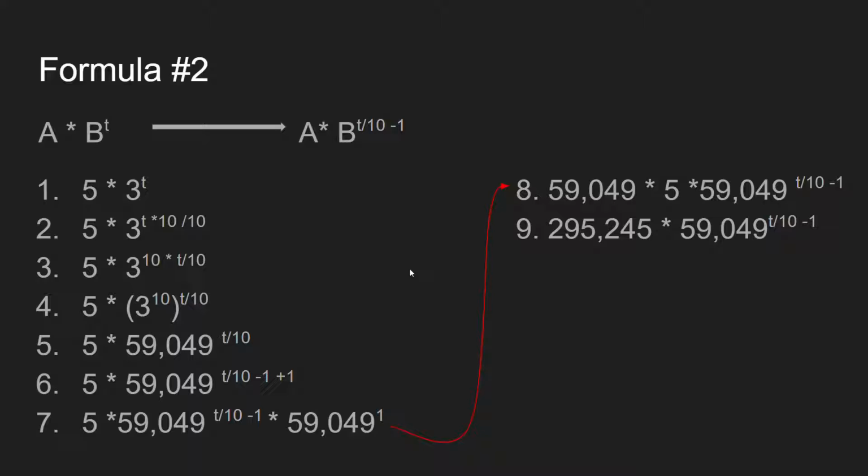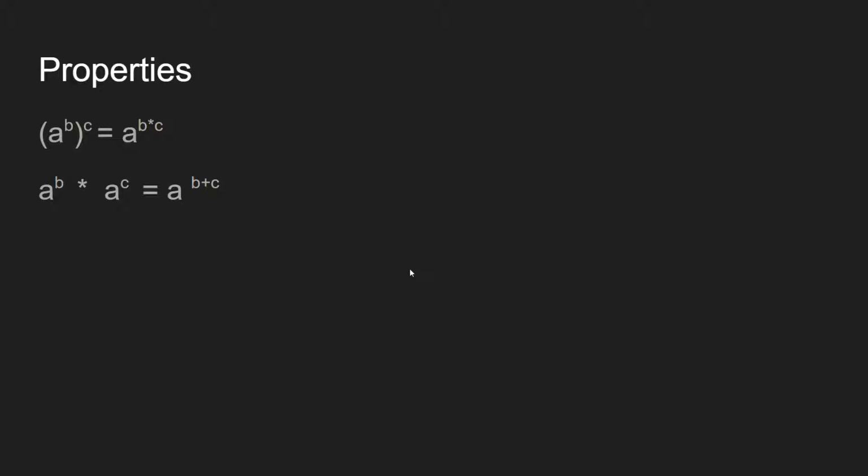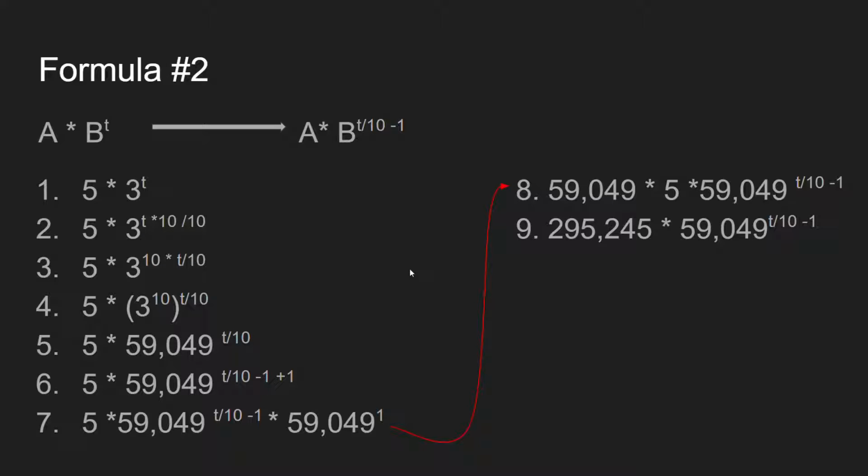For starting off, our equation is 5 times 3 to the power of t. Let's go over the properties we're using. A to the power of b raised by c is the same thing as a to the power of b times c. And a to the power of b times a to the power of c is the same thing as a to the power of b plus c.